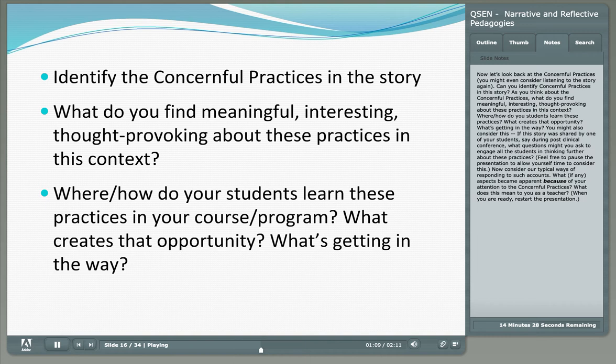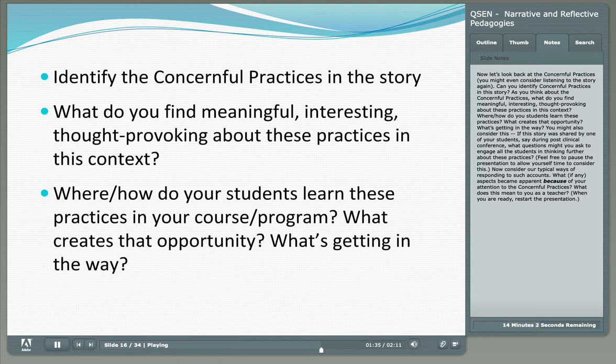What's getting in the way of students having these kinds of experiences? You might also consider, if this story was shared by one of my students, say during post-clinical conference, what questions might I ask to engage all of the students in thinking further about these practices? Again, feel free to pause the presentation and give some thought to crafting some questions that you might throw out to students in response to this story.